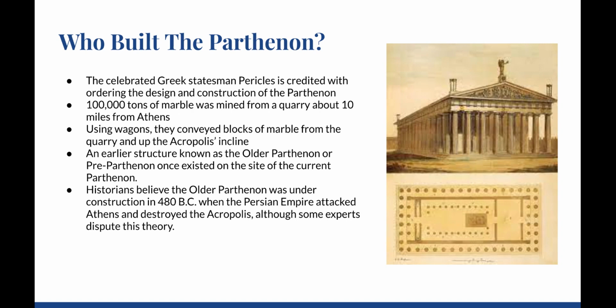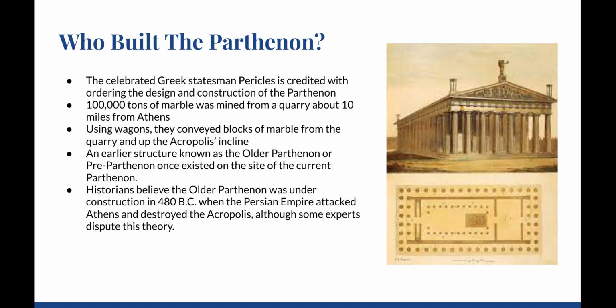According to Cartwright, the celebrated Greek statesman Pericles is credited with ordering the design and construction of the Parthenon as a temple for Athena. According to the former coordinator of the late 20th century restoration, builders of the Parthenon mined 100,000 tons of marble from a quarry about 10 miles from Athens. Using wagons, they conveyed blocks of marble from the quarry and up the Acropolis's incline. The blocks were carved and trimmed by hand on site with meticulous precision, a necessity when building without mortar.